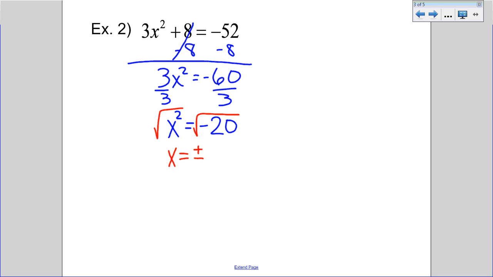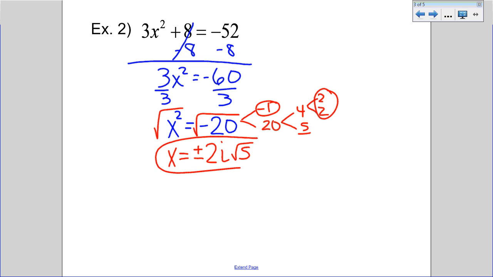x equals plus or minus, because we've just taken the square root of both sides. We're going to call this negative 1 times 20, and that negative 1 is going to come out as an i. 20 is 4 times 5. The 5 is prime, so I underlined it. 4 is 2 times 2. And so everything that we circle comes out. The pair of 2s comes out as a 2, and the negative 1 comes out as an i. The only thing that's left here is the 5. So we have plus or minus 2i square root of 5.